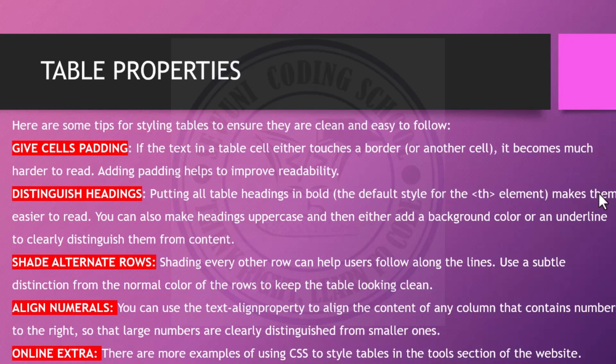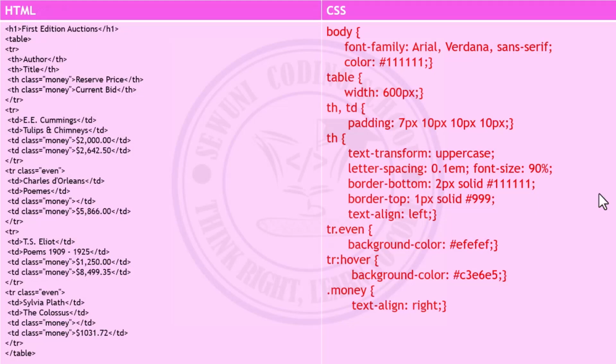Align numerals. You can use the text align property to align the content of any column that contains numbers to the right, so that large numbers are clearly distinguished from smaller ones. You also have the liberty to look for more examples online on how to style tables. Now, in this example we are going to explain all these things we've spoken about.